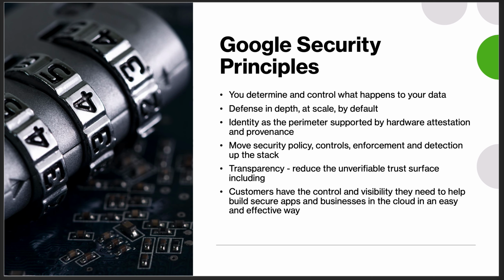You're going to identify the perimeter where you're supported by the hardware attestation and provenance, which is what we just looked at. Move your security policy, controls, and enforcement up the stack, so that as you go through, you are working in that whole process where you have as many controls in place as possible to make sure the data is not misused or taken accidentally or taken by hacking. Right? Transparency, reduce the unverifiable trust service.